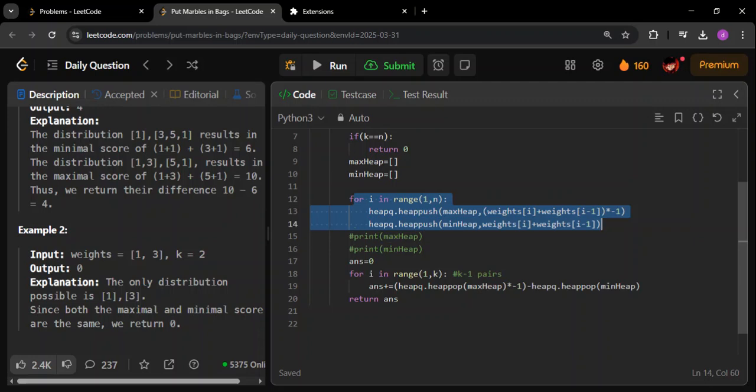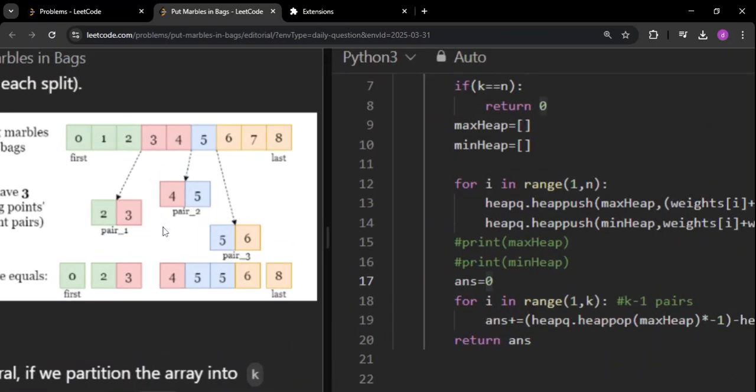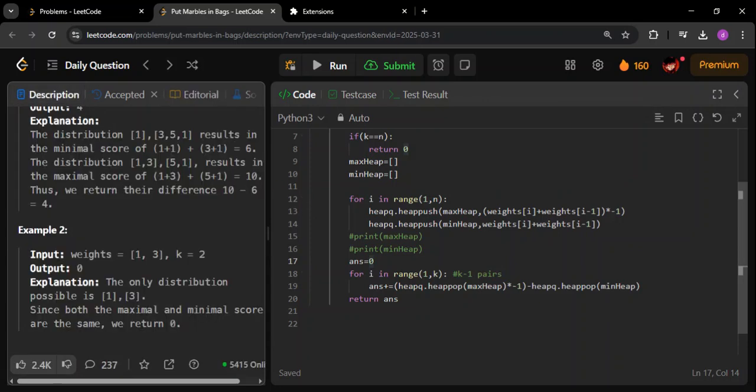Once this is done, you can enable those print statements. You can enable this print, and then try to see what the values are in that. Currently I have not implemented that. So what I'm doing is, I'm creating answer equal to 0. Now, since we want only k minus 1, if you see, for k divisions we need k minus 1 dividers. So that's what I've done here. I'm going from 1 till index k.